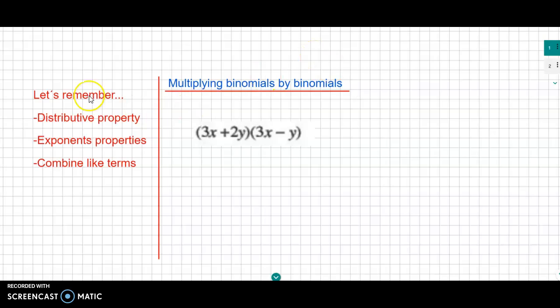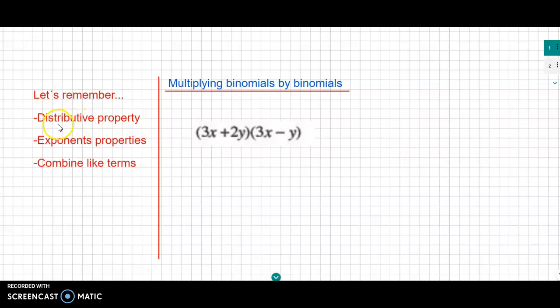So let's remember some important stuff, like the distributive property. We use that when we have, for example, a monomial that multiplies different terms, like a binomial, a trinomial, or a polynomial. And we also use that here when multiplying binomials by binomials, all right?